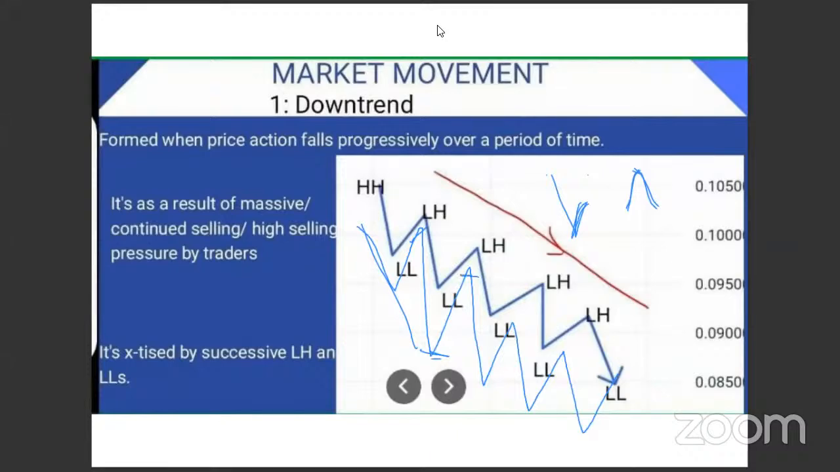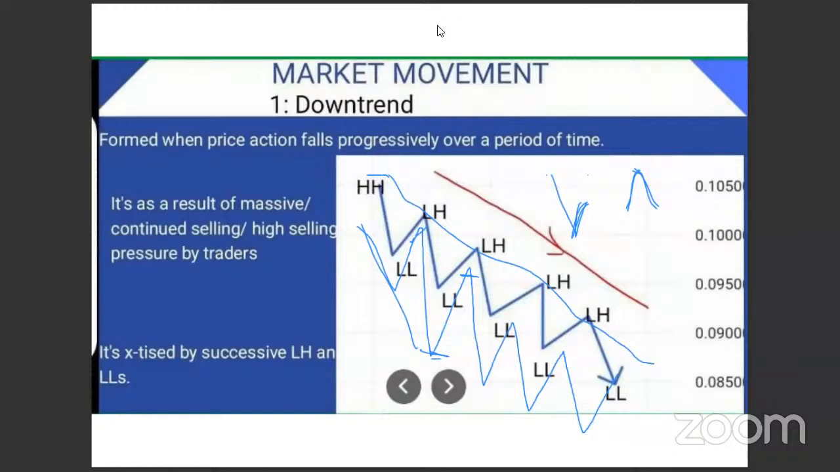But what is most important, when you draw a line on these points of the inverted V, you can see that the market has continuously been going down, and you will describe this type of market movement as a downward movement.